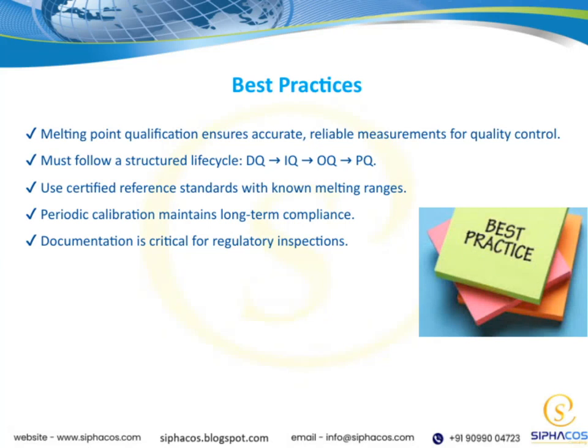Let's talk about some best practices to ensure the accuracy and reliability of our melting point measurements. First, it's crucial to perform melting point qualification because it guarantees that our measurements are both accurate and reliable, which is essential for quality control. Next, we need to follow a structured life cycle for validation, starting with design qualification, then installation qualification, operational qualification, and finally performance qualification. This systematic approach helps maintain consistency and confidence in our results.